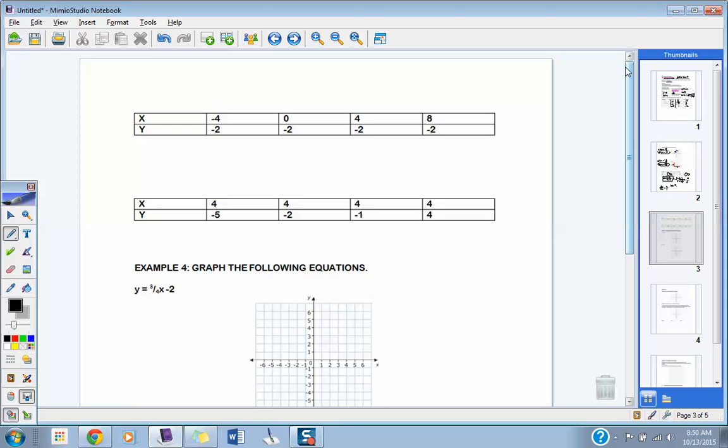Somebody choose a point for me up here. First point: negative 4, negative 2. So here's my x1, here's my y1. And then choose another point up there. I don't care which one you choose. 8, negative 2. All right, we'll take that one. That can be my x2 and my y2.